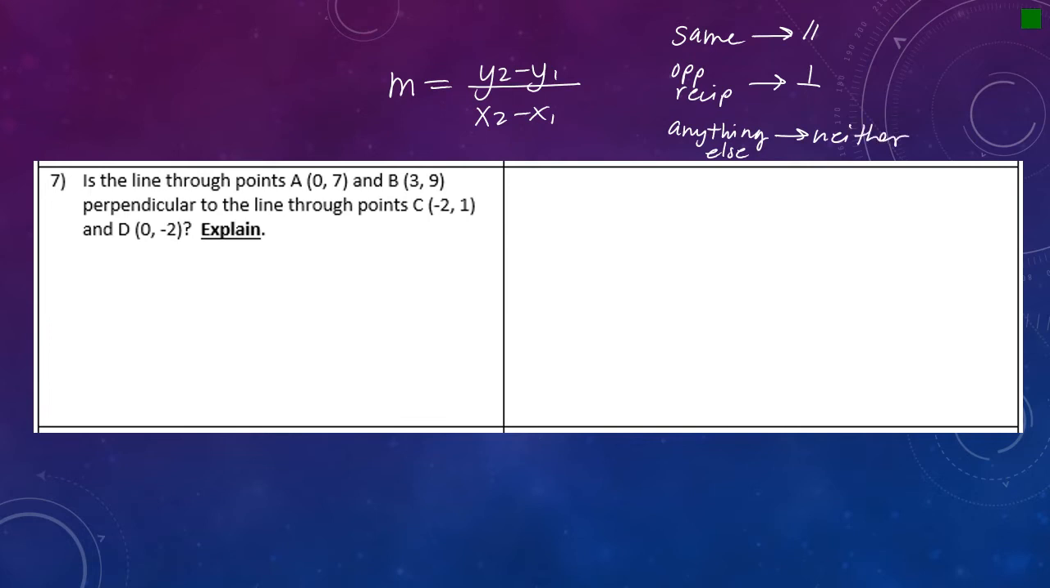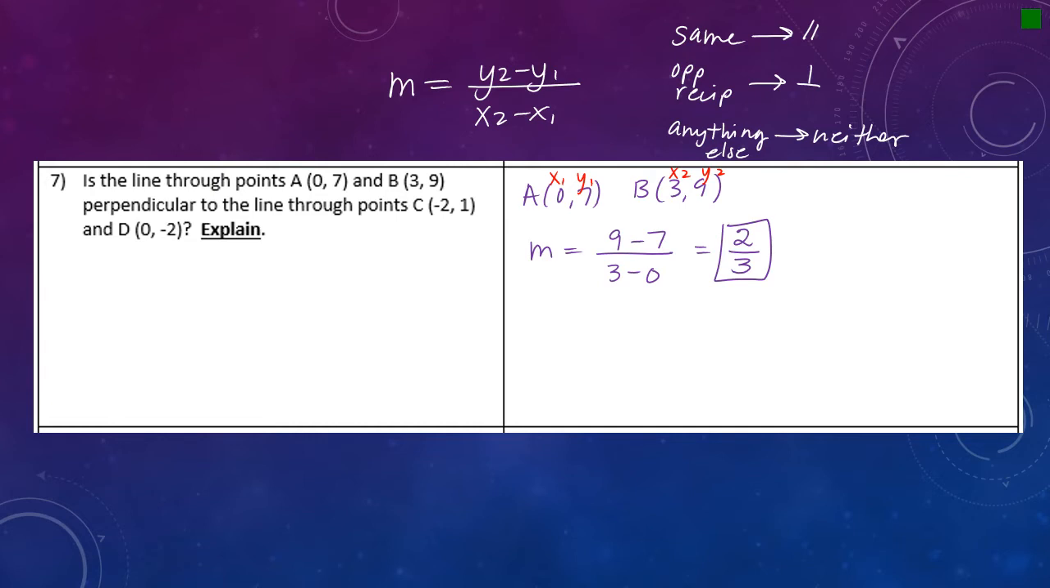Okay, so let's do A and B first. So A is the point (0, 7). B is the point (3, 9). We can label our points x1, y1, x2, y2. And then to actually calculate the slope, I would have y2 minus y1 over x2 minus x1. So I get 9 minus 7 is 2, and 3 minus 0 is 3. So that's my first slope.